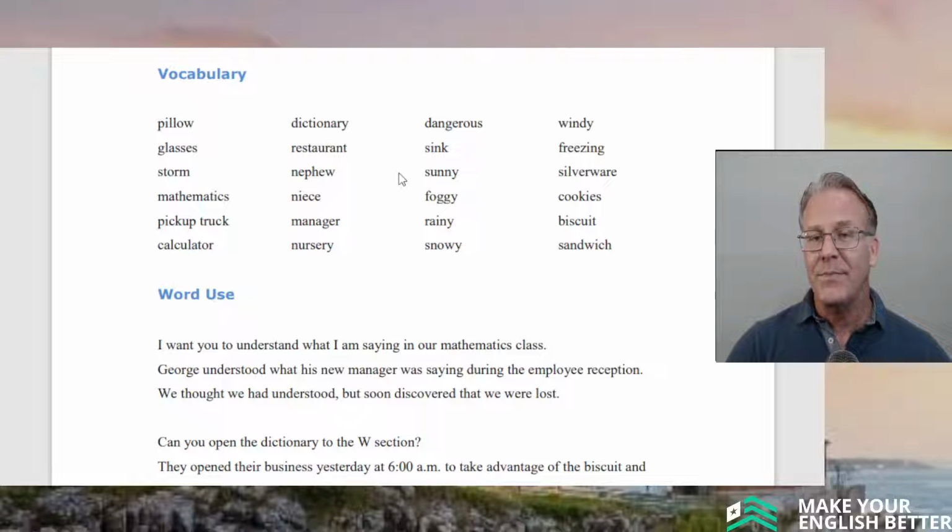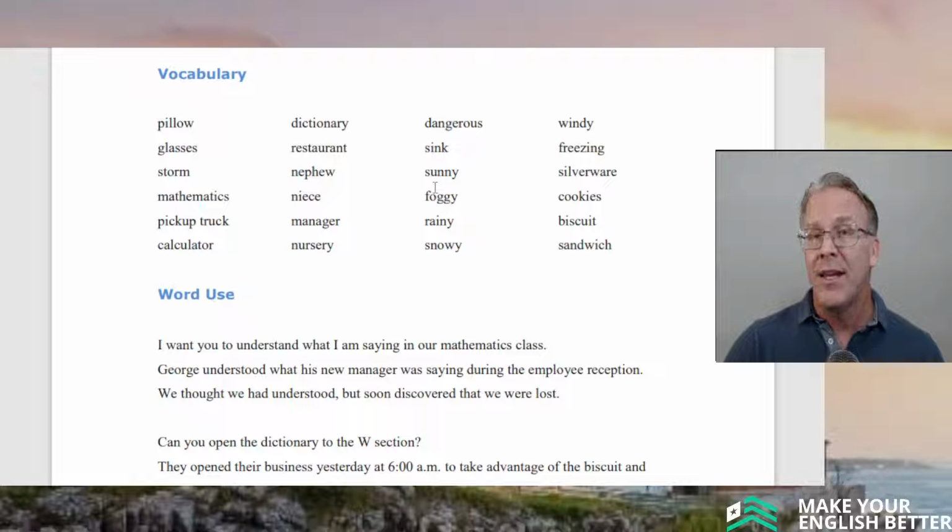Sunny. Pay attention to all of these words. They all have a Y. This puts it into the action of being. So you have sun, you have fog, rain, etc. Sunny is when the sun is shining. Foggy is when the fog is present.